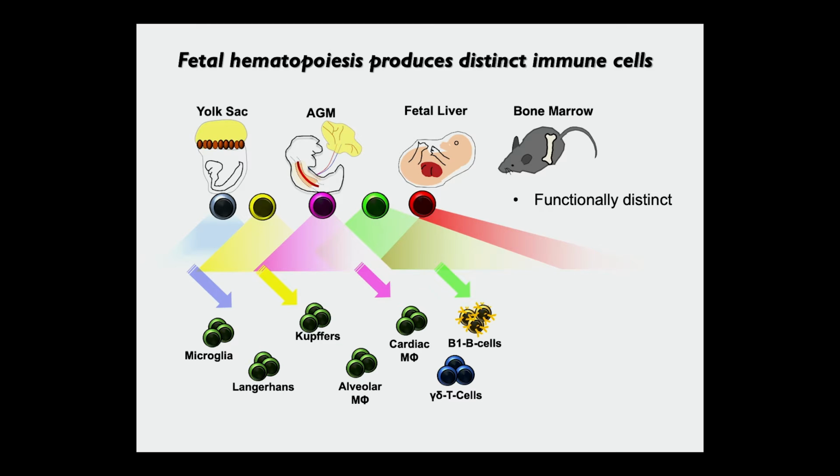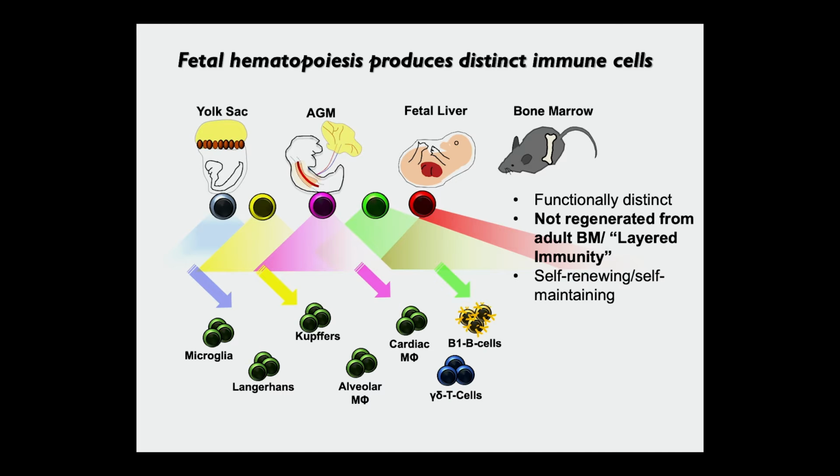Importantly, these cells that are produced during fetal development are functionally distinct from the immune cells that are produced from adult hematopoietic stem cells. They show very poor or limited regeneration from adult bone marrow and show layered immune development. So there are subsets of cells that are produced from fetal precursors, sometimes from multiple fetal precursors, and then are slowly replaced by adult bone marrow hematopoiesis.